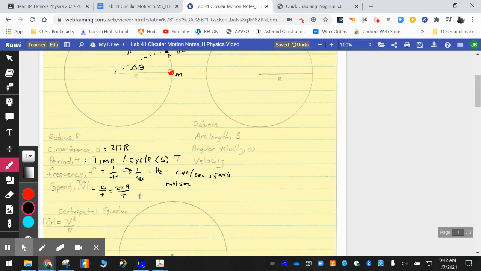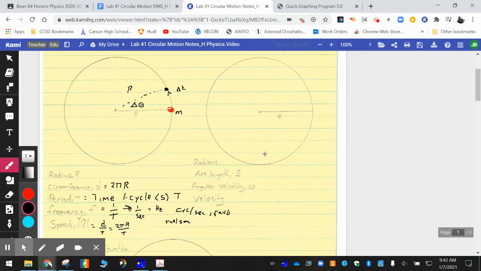Okay, and that gives you the speed. It's how fast it's going, not necessarily vectors. Now, continuing on with this, we'll use this circle over here. Let's take a look, so we understand what radians are.